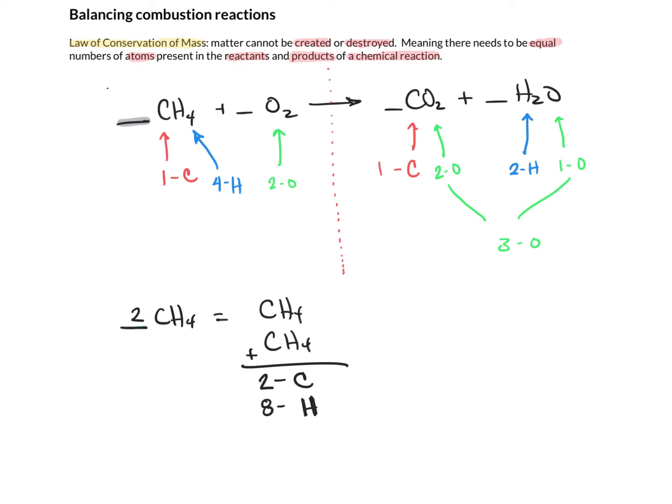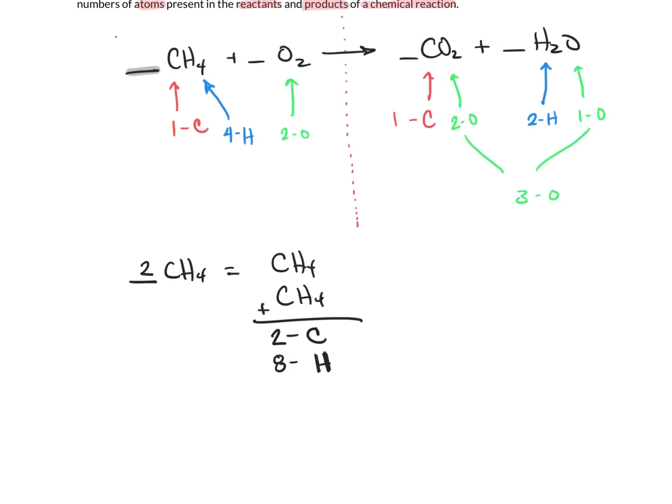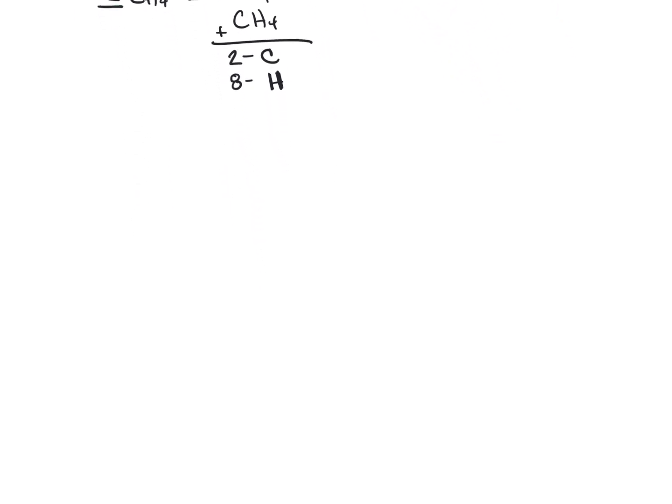So that's one way to look at these coefficients that we're going to be talking about. The other way is we could multiply through. We could just say 2 times 1 for 2 carbons, or we could say 2 times 4 for 8 hydrogens. Hopefully that's clear, and that's what we need to know before we really get into this. So, okay, let's talk about some rules for balancing super fast.